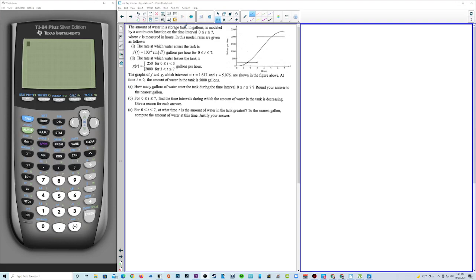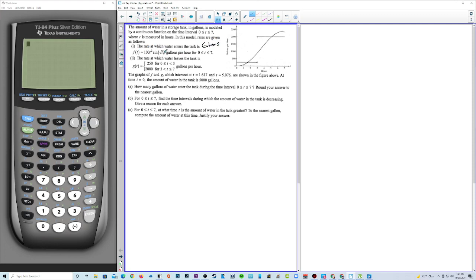This is section 7.2, day 2, applications. The amount of water in a storage tank in gallons is modeled by a continuous function on the interval 0 to 7, where t is measured in hours. In this model, rates are given as follows. First, the rate at which water enters the tank is f of t equals, well, this function. So this is enters, and it's gallons per hour for 0 to 7.